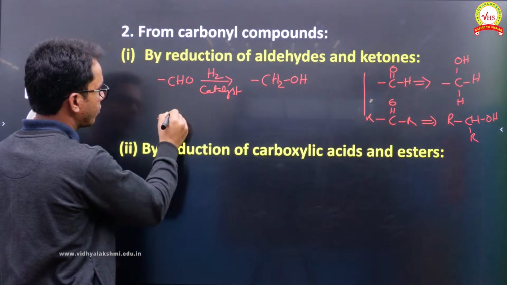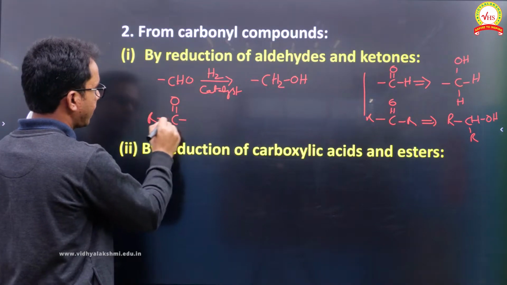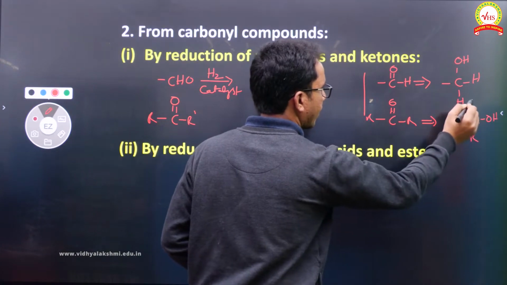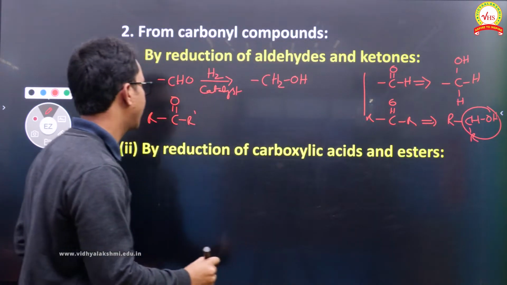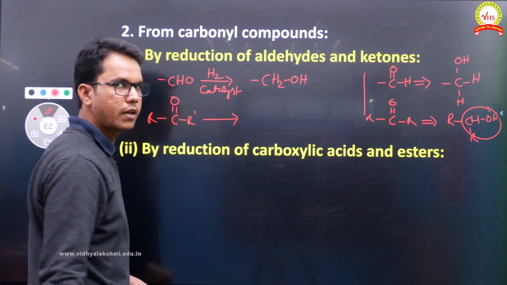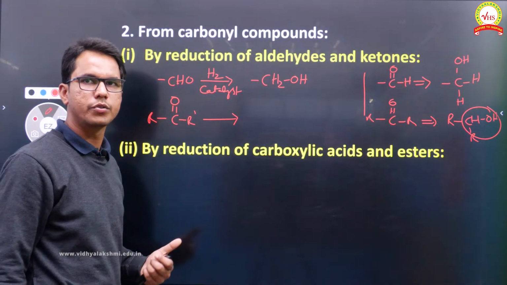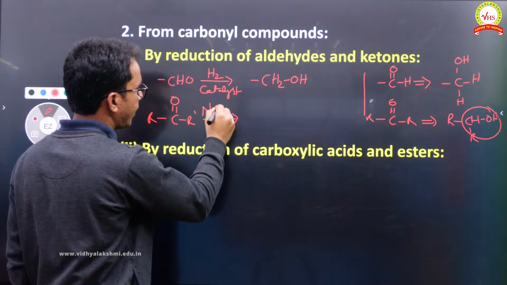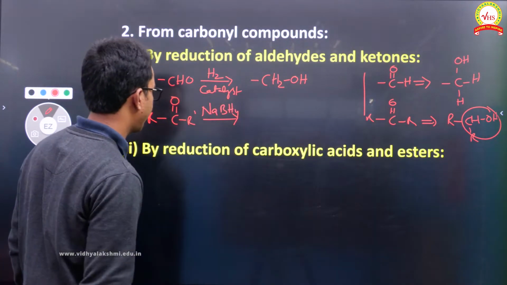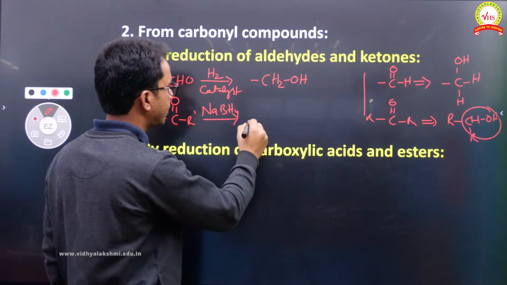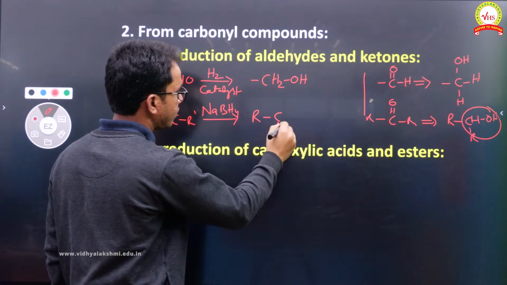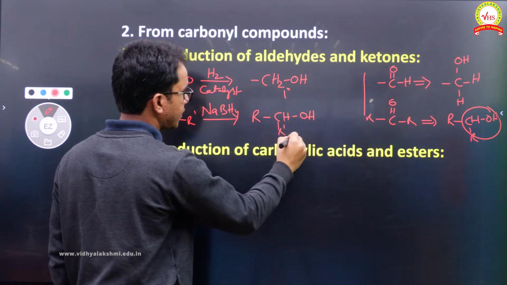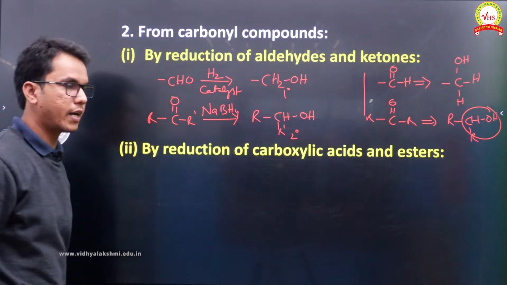Let us take a ketone, R and R dash. What happens if you take a ketone? It gives a secondary alcohol. Let us take a simple reagent which could be used for the conversion of ketones to the respective alcohols, that is sodium borohydride, NaBH4. This ketone turns into the respective secondary alcohol. This is a primary alcohol, this is a secondary alcohol.